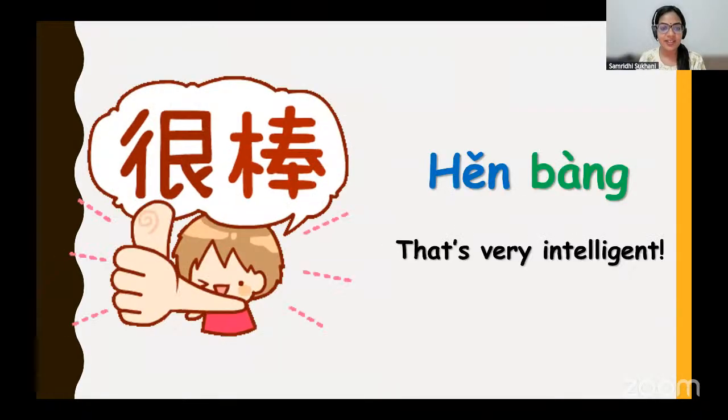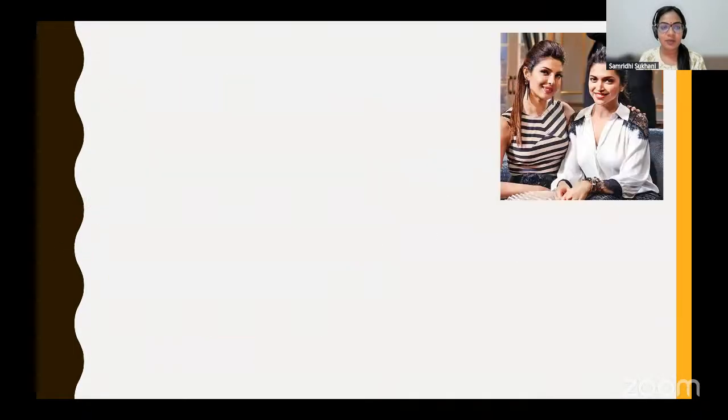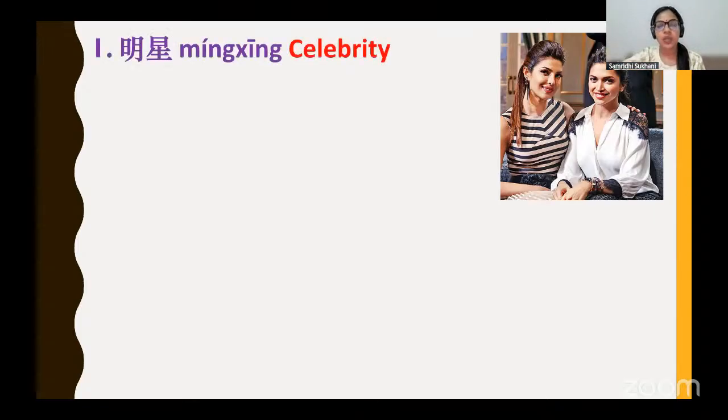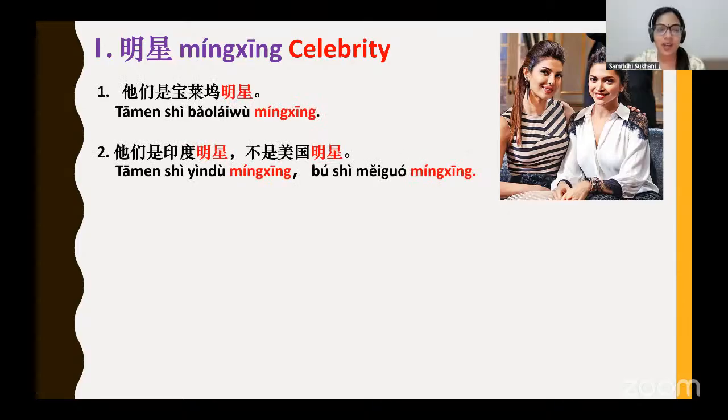All right. Okay, before having a speaking conversation, I'm gonna do one last thing. This is the last part of our lesson today, basically learning two more vocabulary words. One is the word for celebrity. Celebrity in Chinese is called Mingxing. Can you guys repeat after me? Mingxing. 明星.